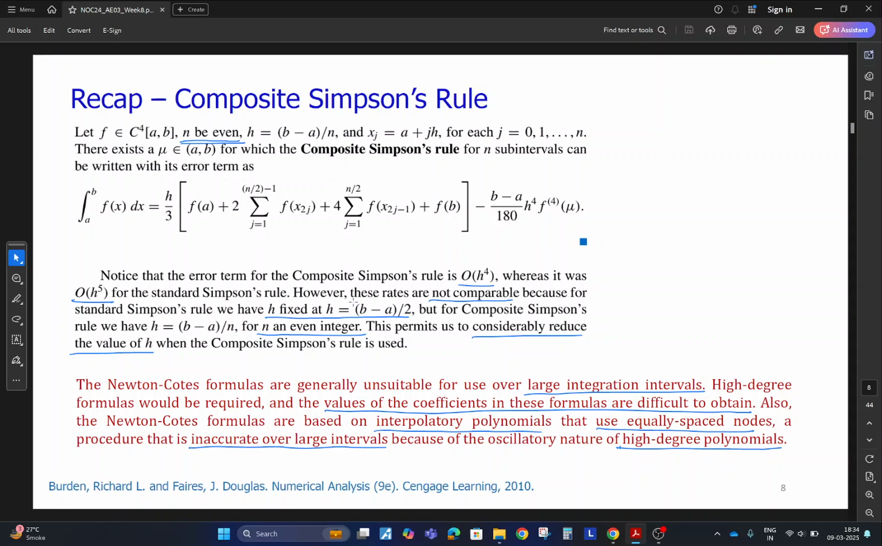And what this does is permit us to considerably reduce the value of the step size h when the composite Simpson's rule is used. And right off the bat, we might be tempted to think that if I can choose a very small step size and keep reducing it arbitrarily, the accuracy of my calculation will keep on increasing. However, what realistically happens is that after a certain threshold, the improvement in accuracy is not really significant and is simply not worth it compared to the computational effort which must be put in.